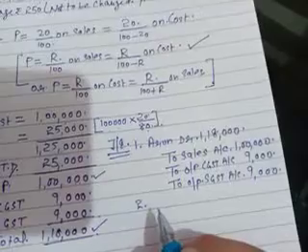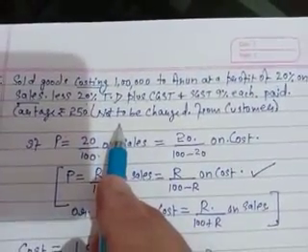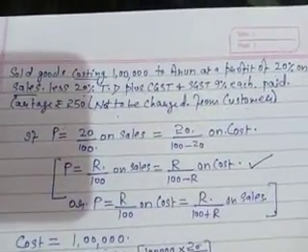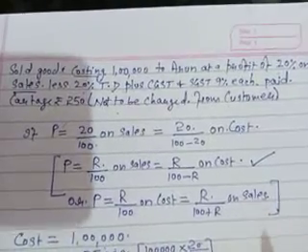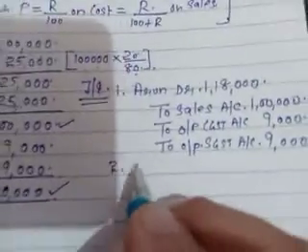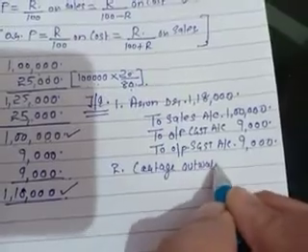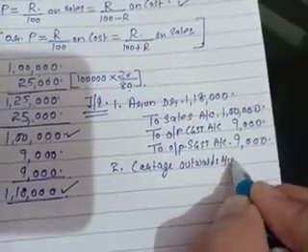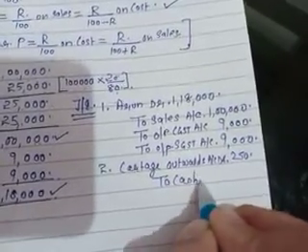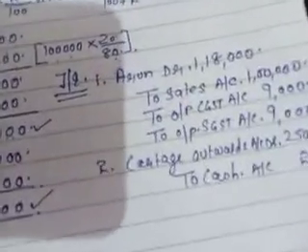And now for the cartage. They have told that cartage of rupees 250 is not to be charged from the customer. That means we ourselves have paid the cartage. So this cartage which is paid on sales is called cartage outwards. So the general entry for this will be cartage outwards account debit 250 to cash account 250. I hope it's clear.